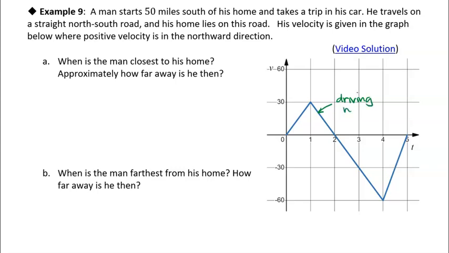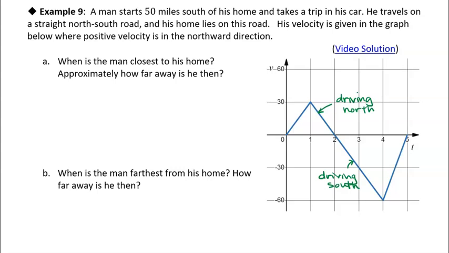He's driving north when the velocity is positive, which means this is where he's driving south, when his velocity is negative. So if he's starting 50 miles south of his home, and then he drives north, he's getting closer to his home, right? He's getting closer until he stops driving north and starts driving south again. Now he didn't get all the way to his home.